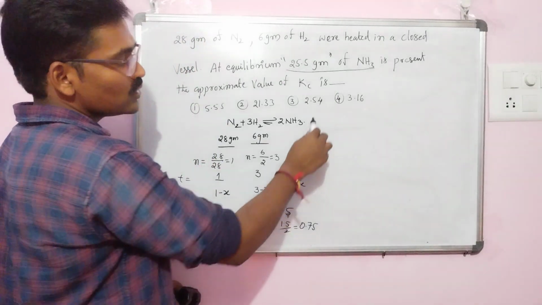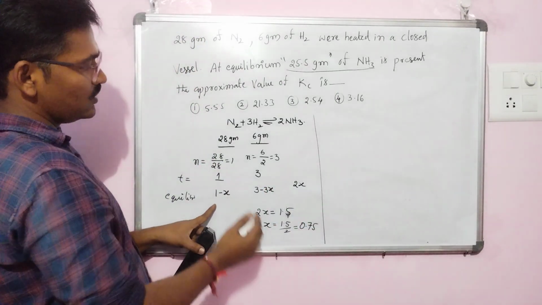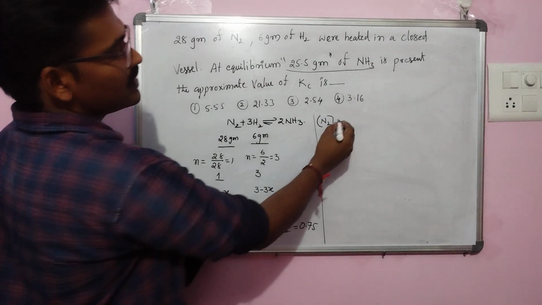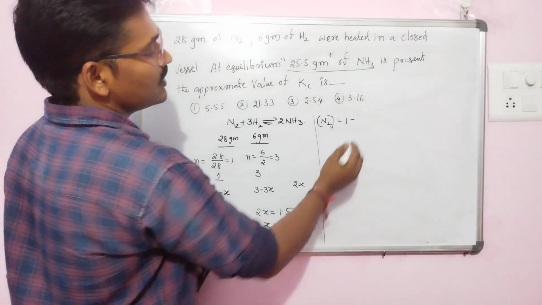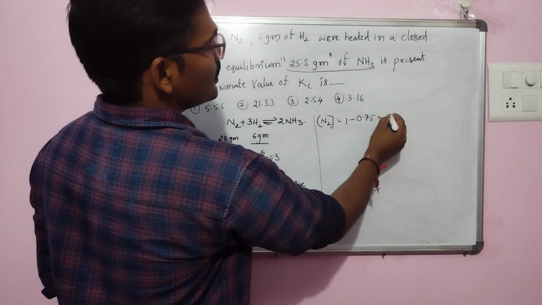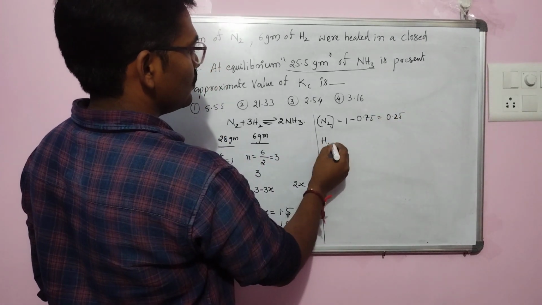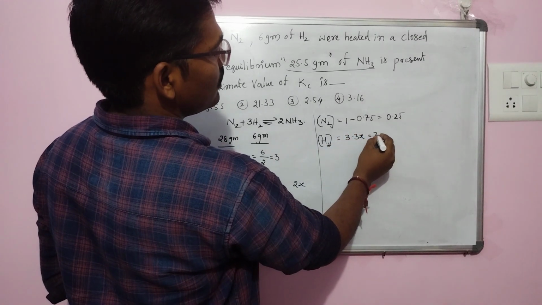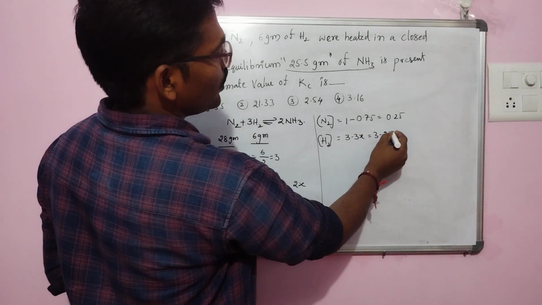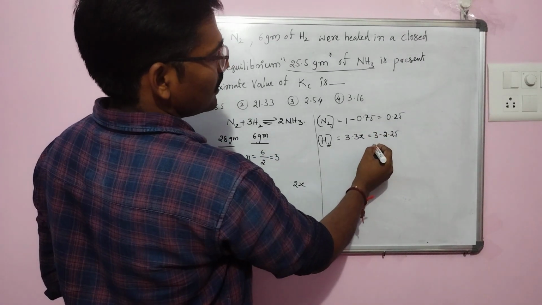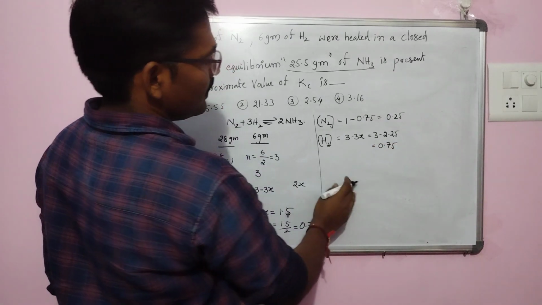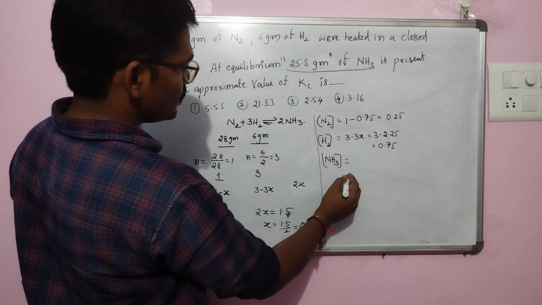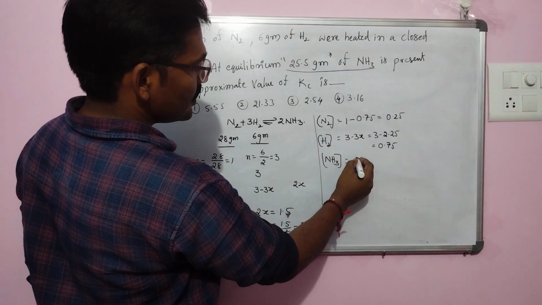So that is what we are going to find. First, nitrogen concentration N2 is 1 minus x. With x as 0.75, you get 0.25. For H2, the actual concentration is 3 minus 3x, which is 2.25 and so gives 0.75. Then the ammonia concentration is 2x, nothing but 1.5.